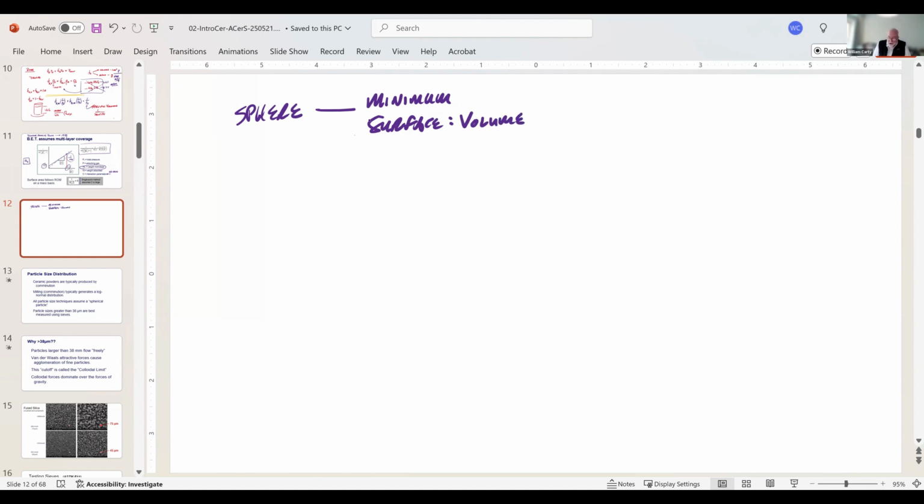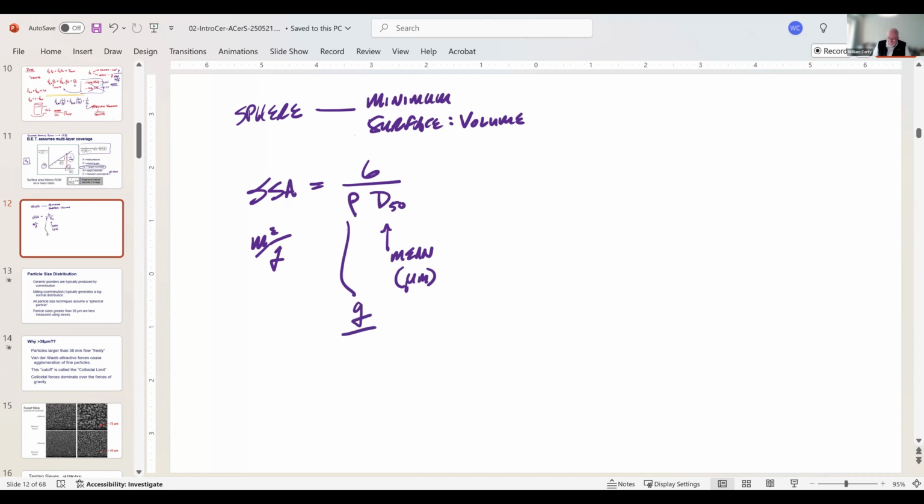So if you have a sphere, the relationship is specific surface area, which is in meters squared per gram, is equal to 6 divided by density times diameter. Okay, so for a log normal distribution, this is your mean in the particle size distribution, and this is going to be in microns. Density is in grams per cubic centimeter, okay, and surface area is in meters squared per gram.